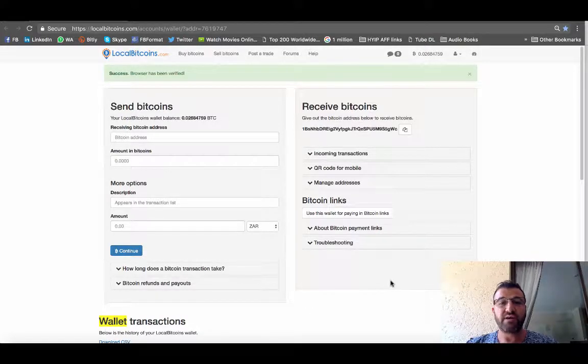Once you've signed up, you've gotten an email from Local Bitcoin, you've clicked the link in your email and you've verified your account, log into the platform. Let's start from the right hand side going to the left hand side.